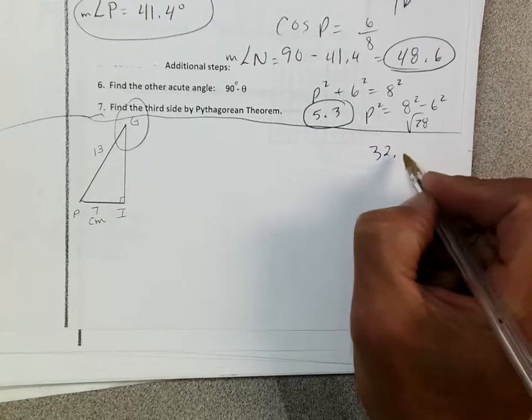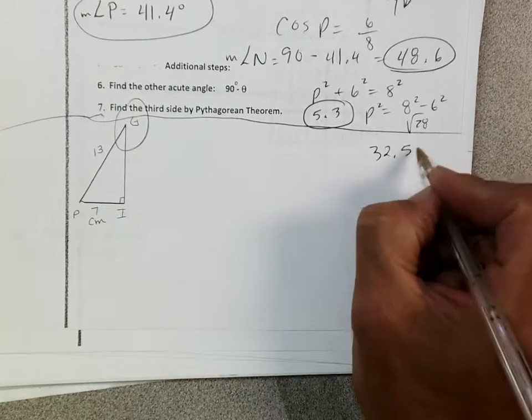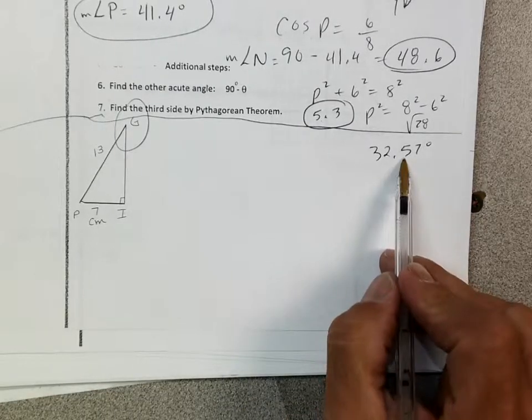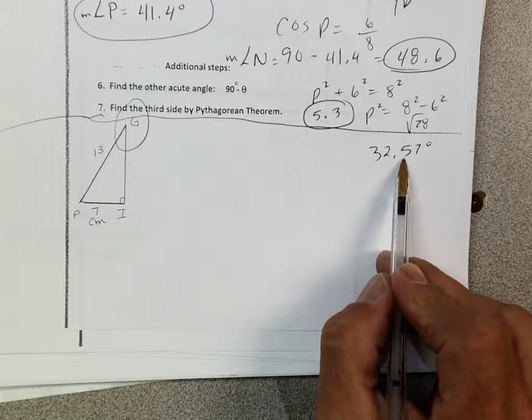32.57. Everybody agree? How many people got that answer? 32.57? Yes, no? Okay, everybody?